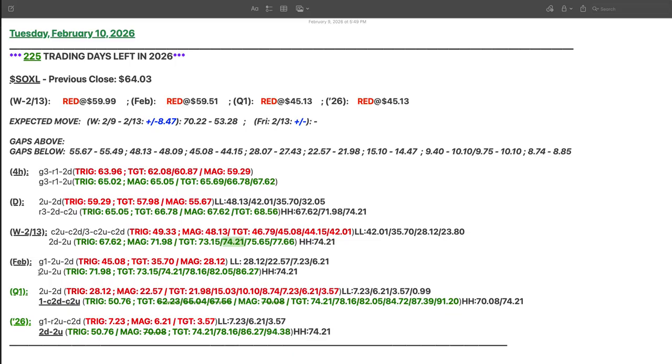All right, we talked about on February, still an inside month. Got to get down to 45.08 to trigger this 1, 2 up, 2 down. Don't really want to see that, right? Because the magnitude of that move is 28.12. So stay above that 45.08 is the key.